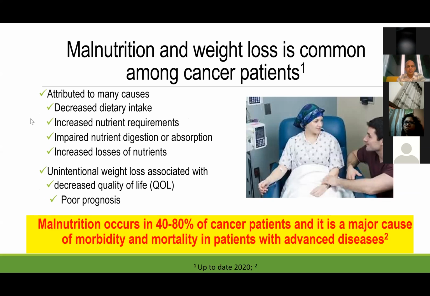At the same time, they have increased nutrient requirements, impaired nutrient digestion or absorption, and increased losses of nutrients. All these things contribute to malnutrition in cancer patients. They also have unintentional weight loss, and because of the unintentional weight loss, it leads to a decreased quality of life and a poor prognosis.